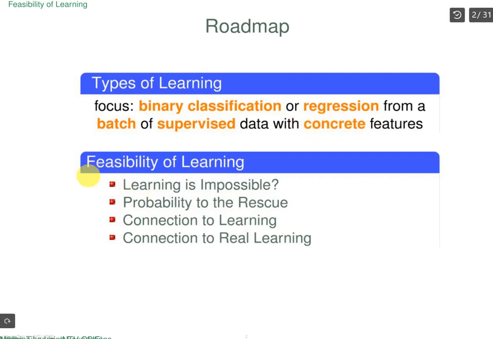Today we have a new topic, which we call the feasibility of learning. By learning, we mean machine learning. First, we'll answer the question, if learning is possible at all. To answer that question, we use some techniques from probability theory. Here, you may need to refresh your probability that you have studied before, and we will show the connections of this probability to learning and to real machine learning problems.